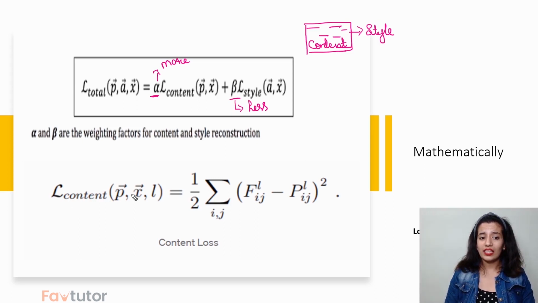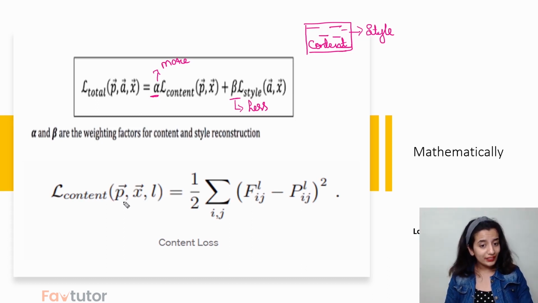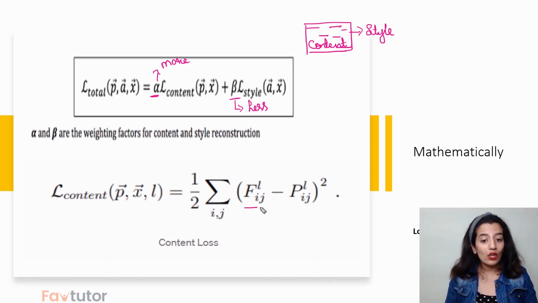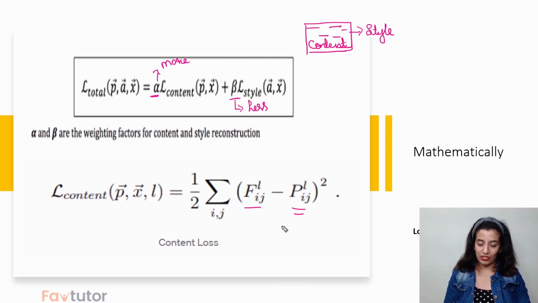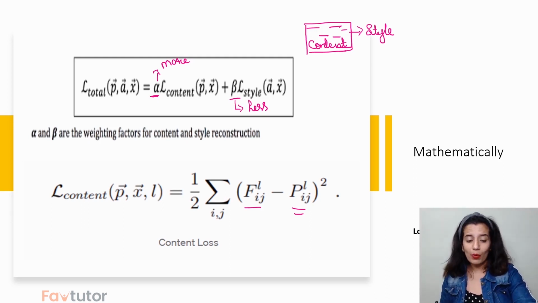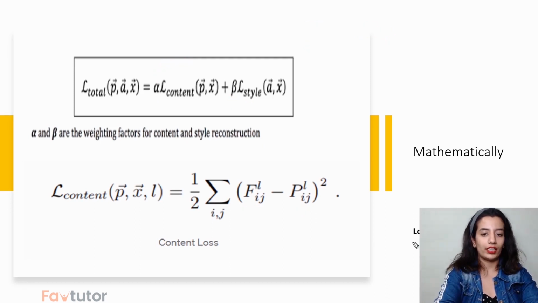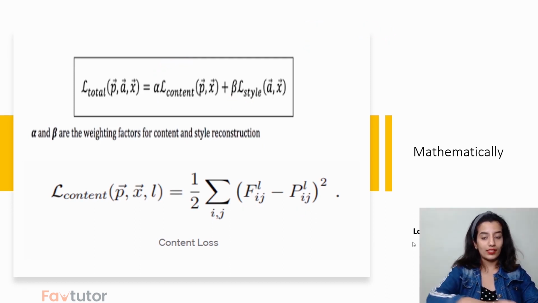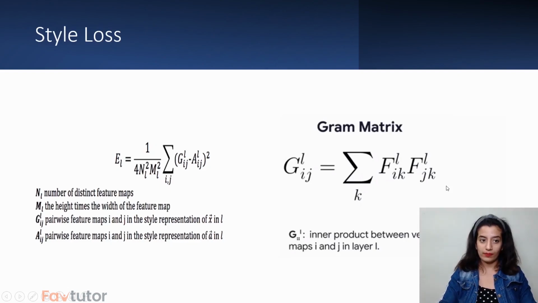So here you can see that the total loss is the content loss plus the style loss. The content loss is defined like this: it is the sum of the squares of the loss between the original image and the generated image. This is the original image and this is the generated image. As I already mentioned, the loss is the content loss and the style loss. This is the mathematical representation of the content loss. Now we are left with the mathematical representation of the style loss. Here you can observe that mathematically, the style loss is represented by this.